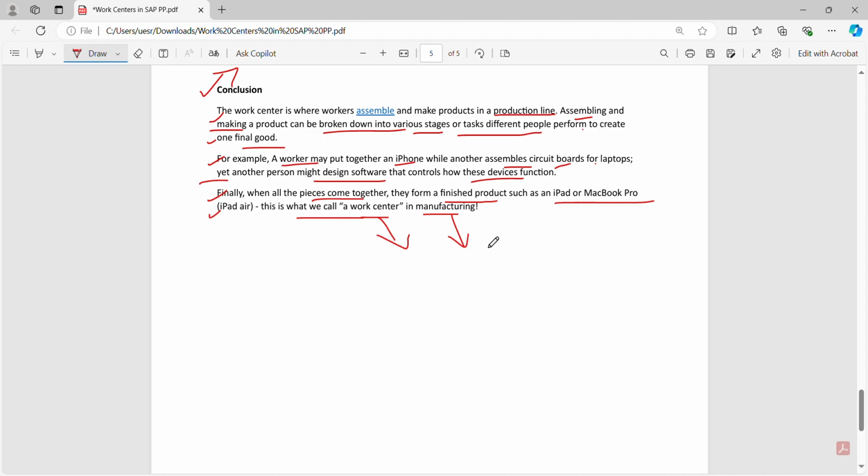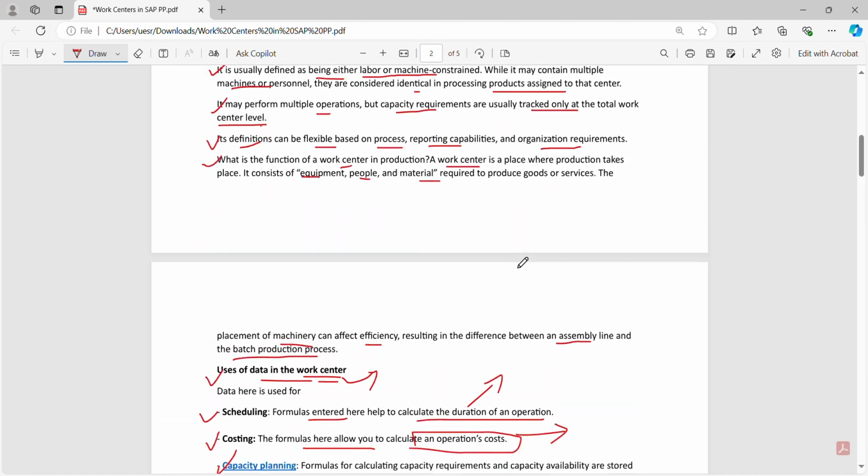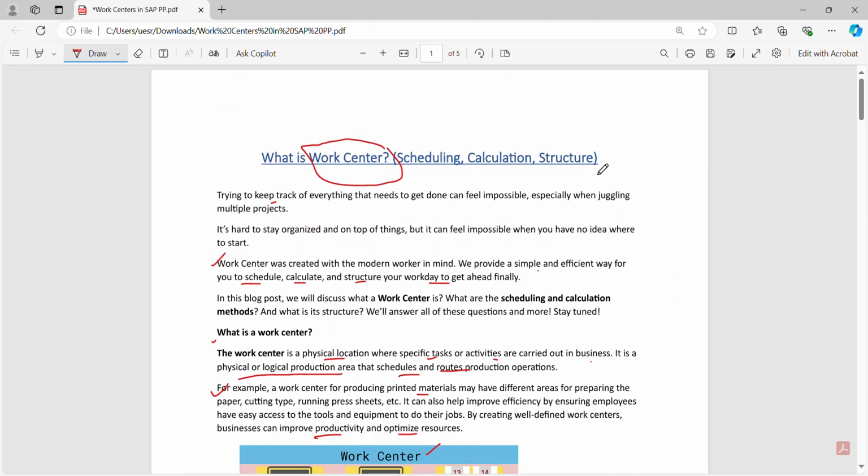So guys, I hope the video was informative for you, and it's just a concept of work center. If you understand what a work center is, then it will be very helpful for you in your domain knowledge tasks.